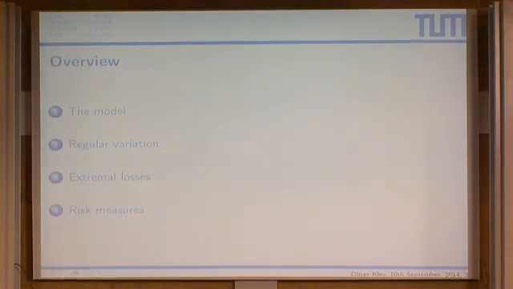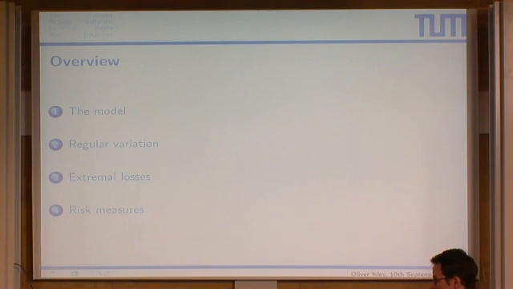Okay, so that's what I plan to do today. I will introduce the model more clearly. Afterwards, I give a brief overview on regular variation, especially multivariate regular variation. Having done this, we can give some statements about the distribution of extreme losses in that setting, in particular about the dependent structure of extreme losses among several reinsurance companies.